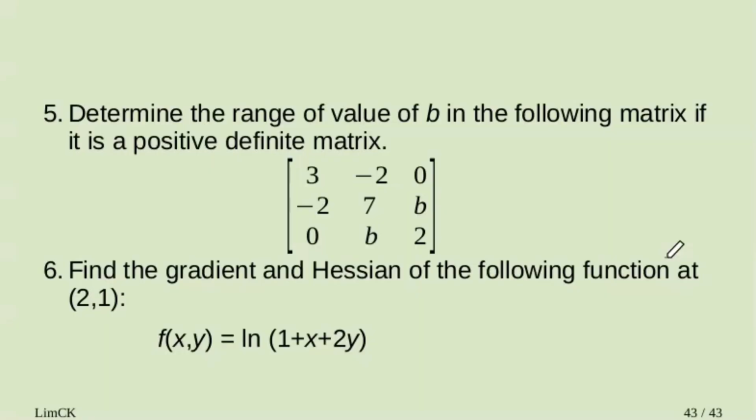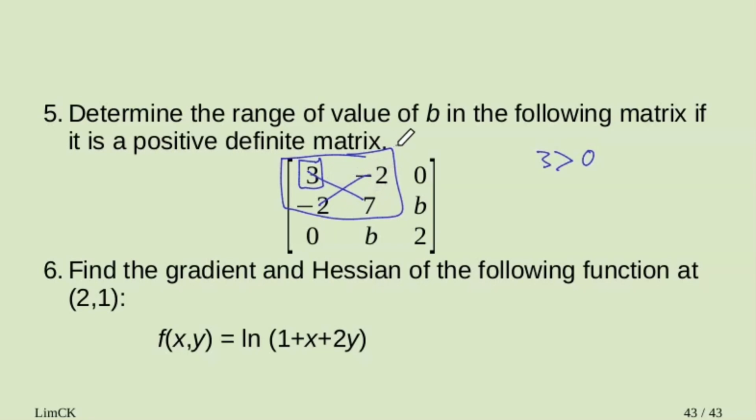Question 5. Determine the range of values of B in the following matrix if it is a positive definite matrix. If this is a positive definite matrix, that means first we know the 3 is greater than 0. The determinant of this part is greater than 0 as well. We can see easily because the multiplier of this one is positive, the multiplier of this one is negative, but this is 31 minus 4, which is greater than 0, still positive.